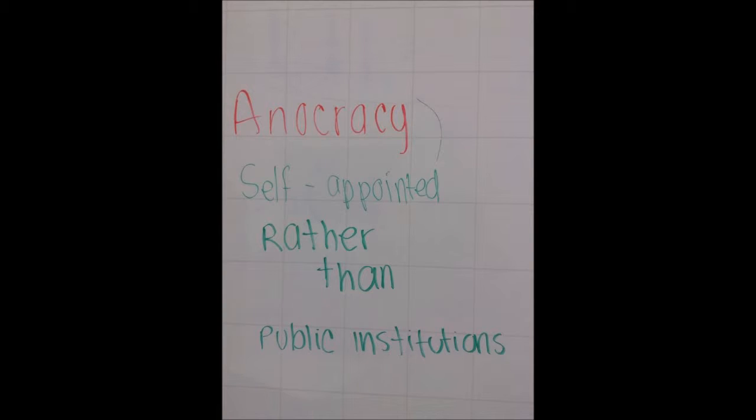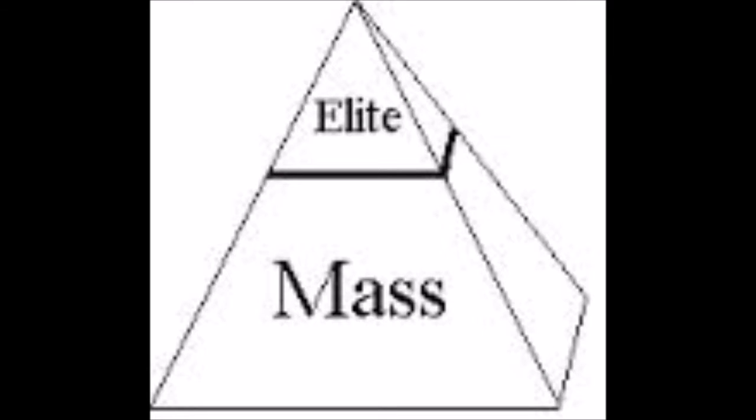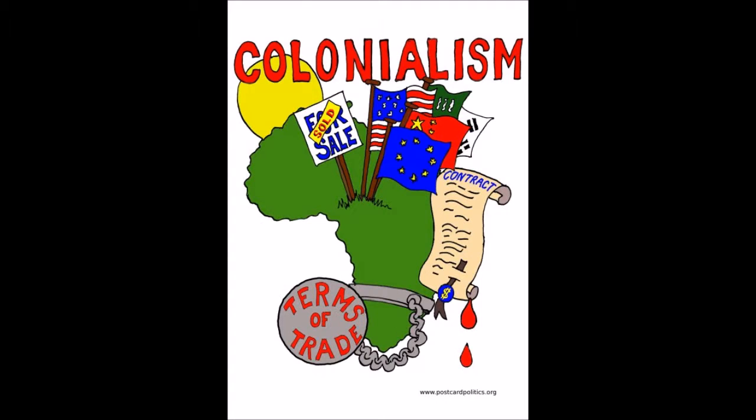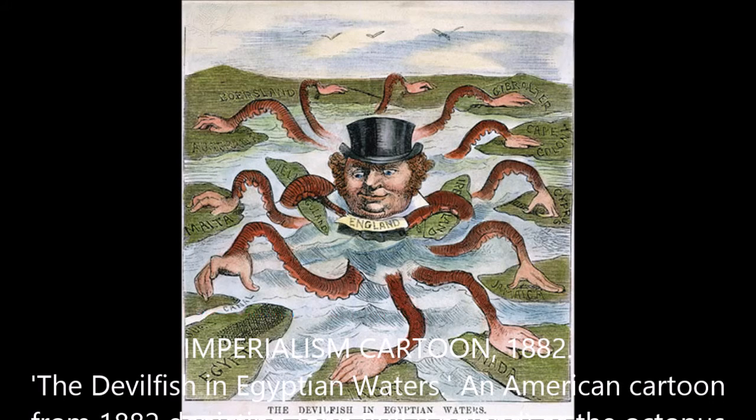We are also talking about anocracy. Anocracy is a system of government where power is vested in largely self-appointed political elites rather than in public institutions. In this video, we are also talking about colonialism and imperialism.